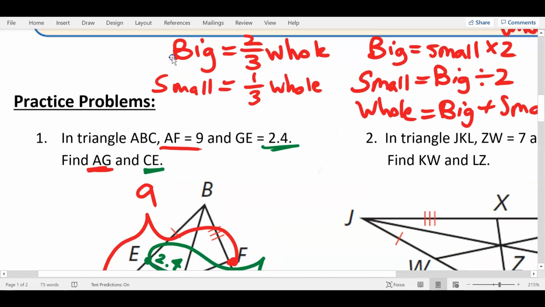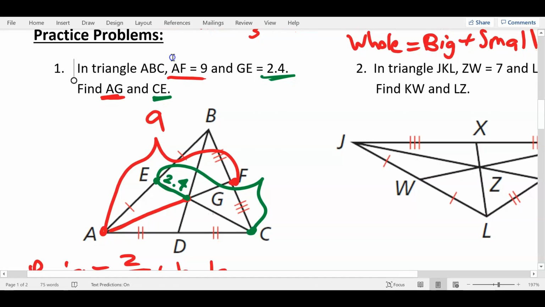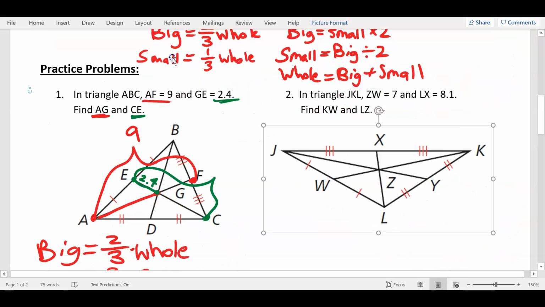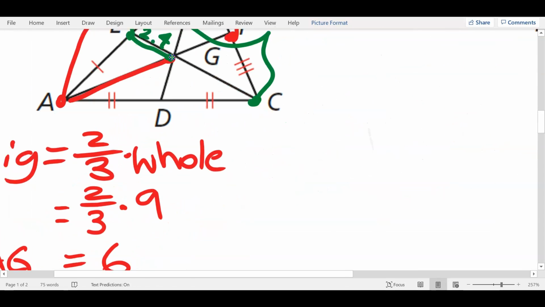Well, to get the whole thing, I need the big part, small plus big, right? So before I can find the whole thing, I need to find the big part. So I want you to look at this top one right here. Does everyone see how I wrote at the top on the right-hand side? Big, the missing part, is the small one times 2. Okay? So let's first find GC, the big part, and it's going to be the small part times 2.